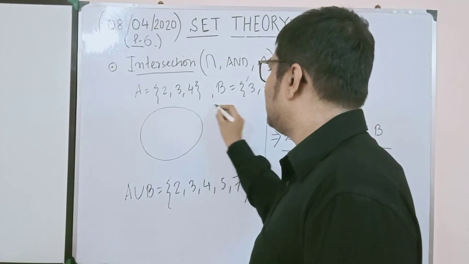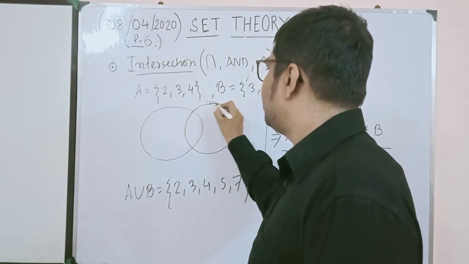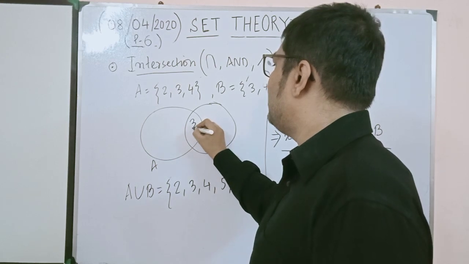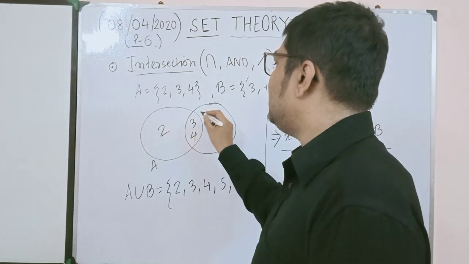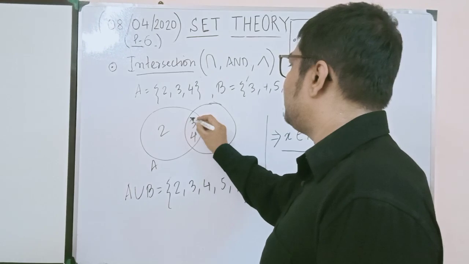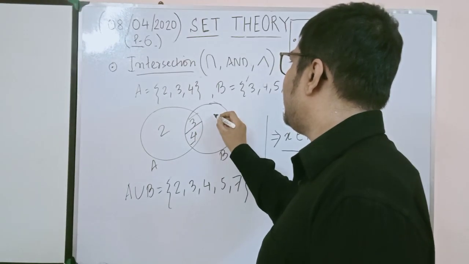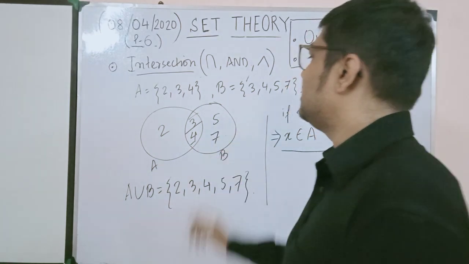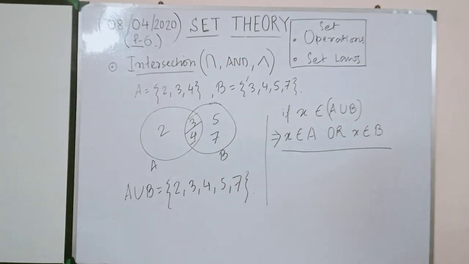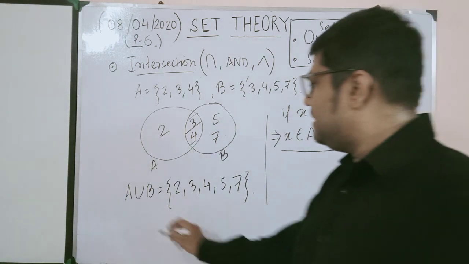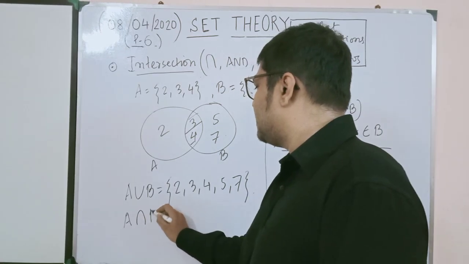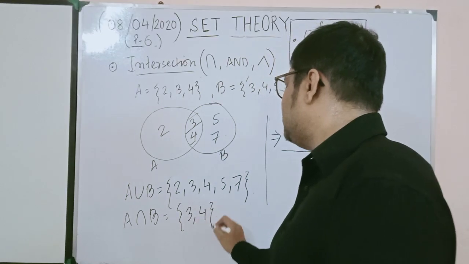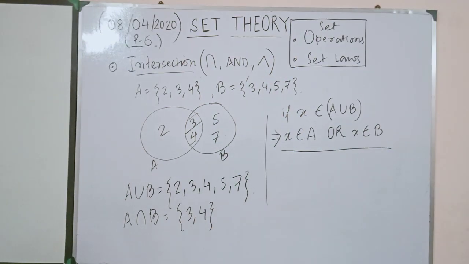If I quickly draw this, I get 3 and 4 in the common area between A and B. The same example I have taken: 2, 3, 4 and 3, 4, 5, 7. So here A intersection B will be the common elements. That means 3 and 4 only.